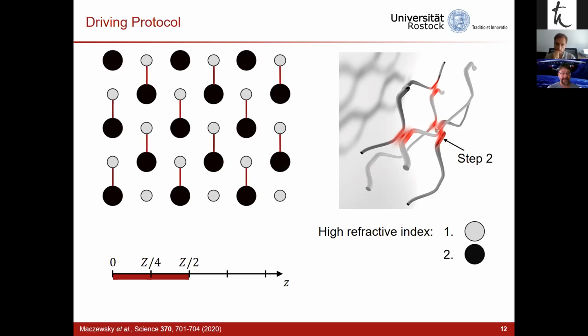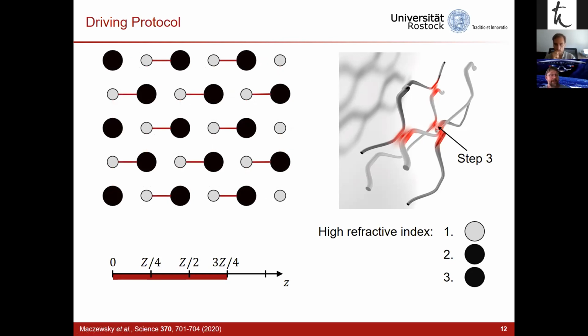Now this is the second step. So the waveguides change a little bit. Now you have a high refractive index in the black sublattice, and they are coupled to the gray lattice sites above them. And the gray lattice has the lower refractive index. In the third step, the refractive index distribution remains the same, but now the hopping is between the low refractive gray circles with their right high refractive black circles. So this is the third step of the driving protocol.